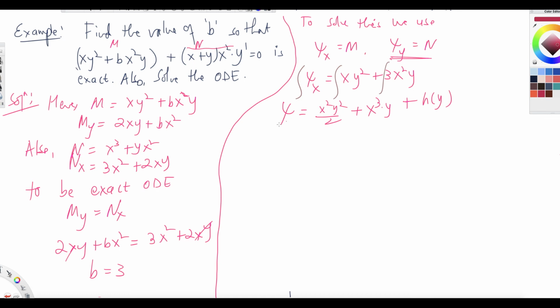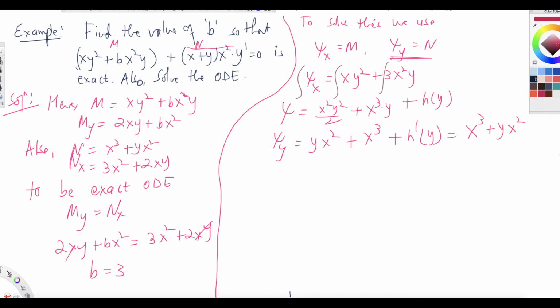Okay, now we need to use the second identity. So what you do is find the derivative of this with respect to y. What do you get? You get psi sub y equals, let's find that. You get 2 and then y x squared divided by 2 will be yx squared, right? And then plus the derivative of this with respect to y will be x cubed. You see that? And then plus you get h prime of y. All right. So now we need to find the value of h prime of y, but how do I do that? This psi sub y is equal to what? N. What is our N? N is x cubed plus yx squared.